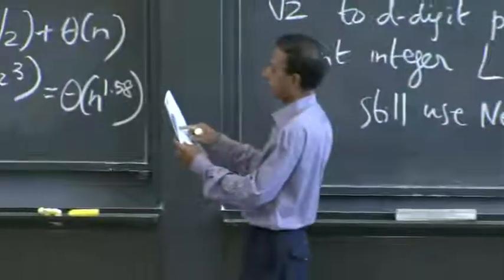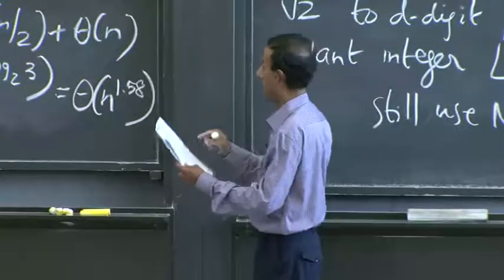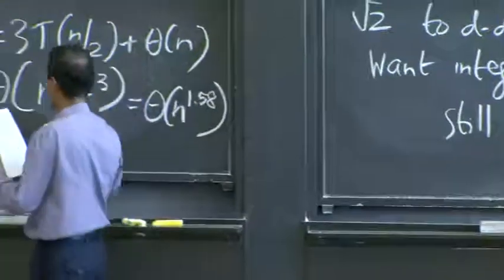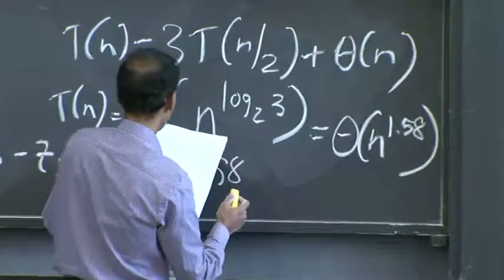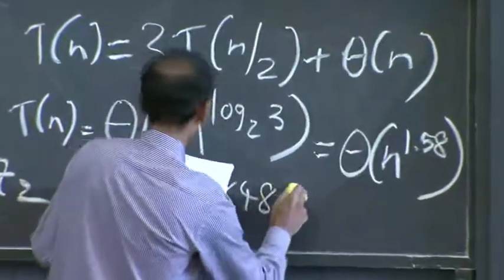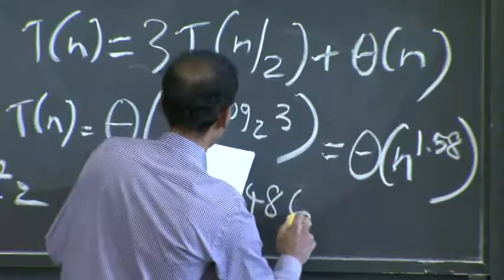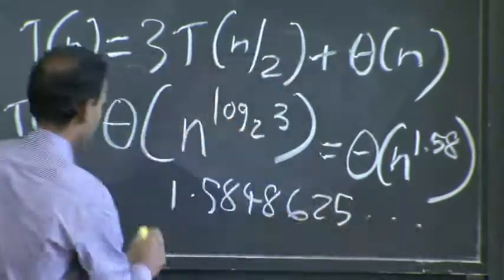By the way, it's 1.58490625. I really should have written that down. 1.58 in the context of this lecture, I think it's important that we get at least a few digits of precision.